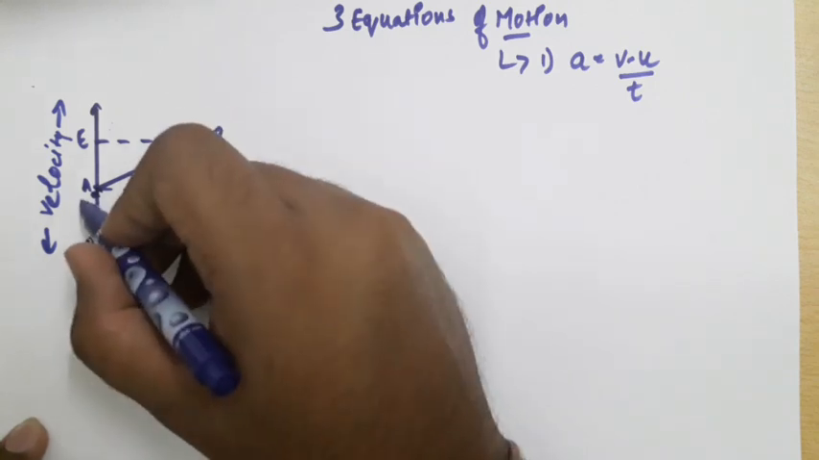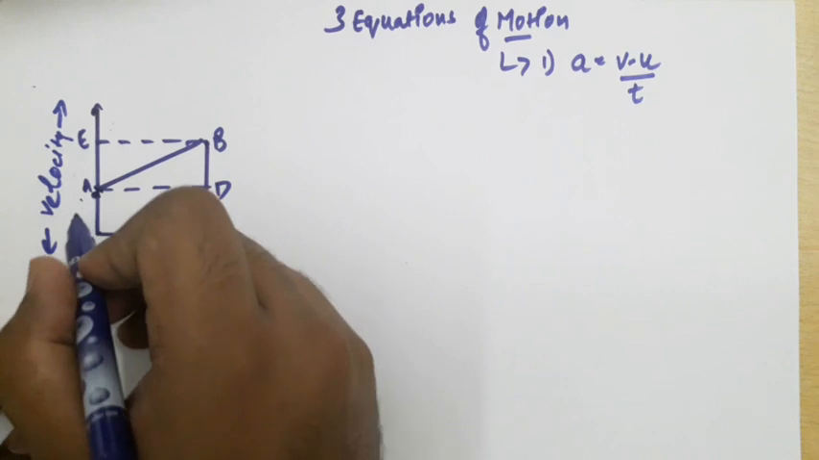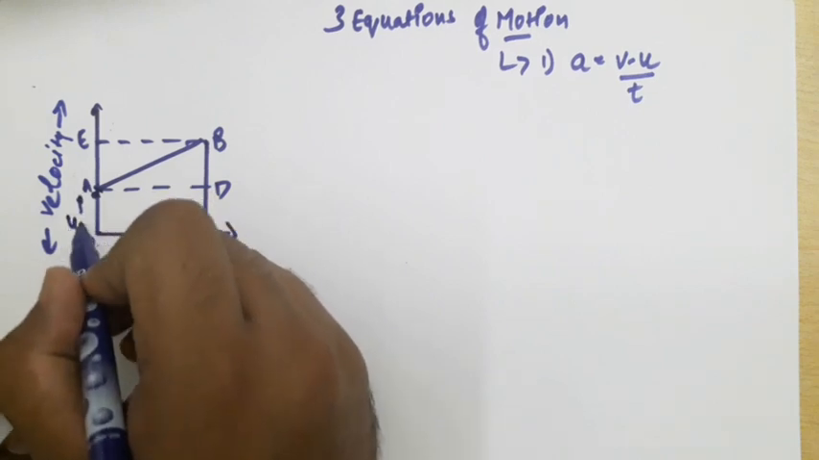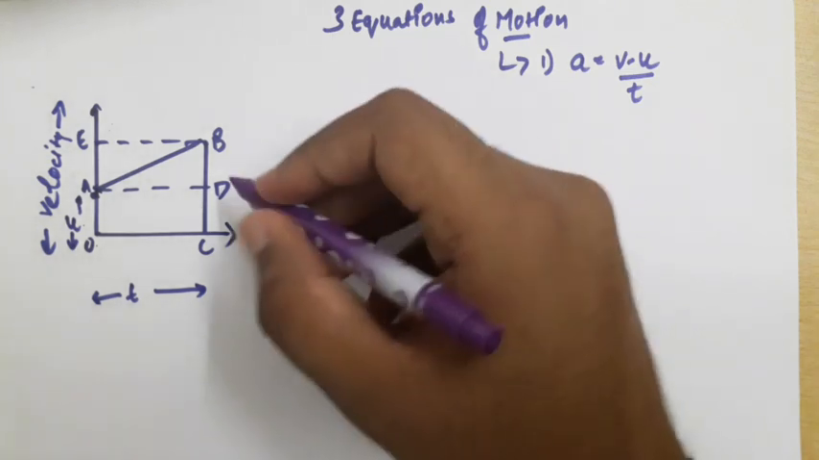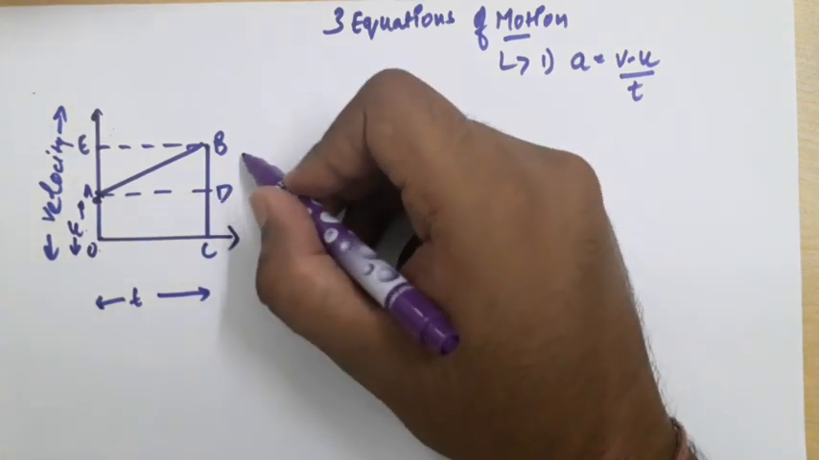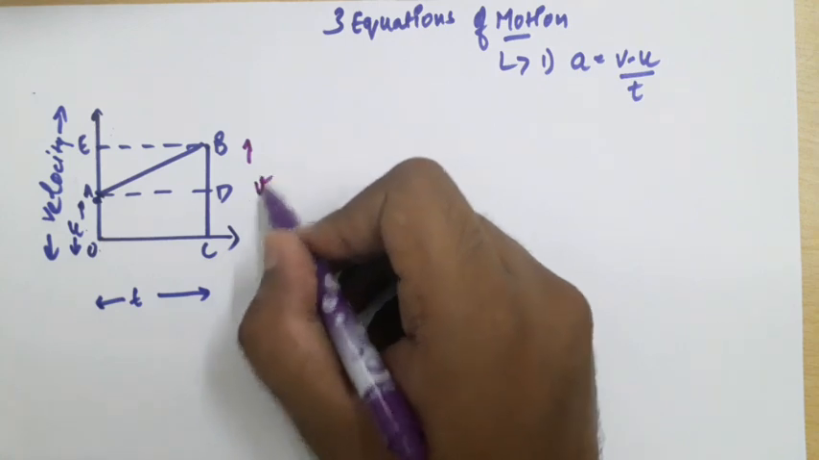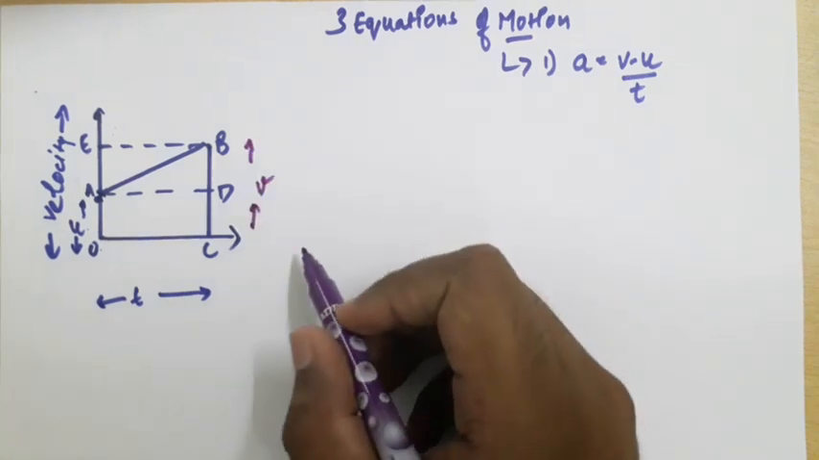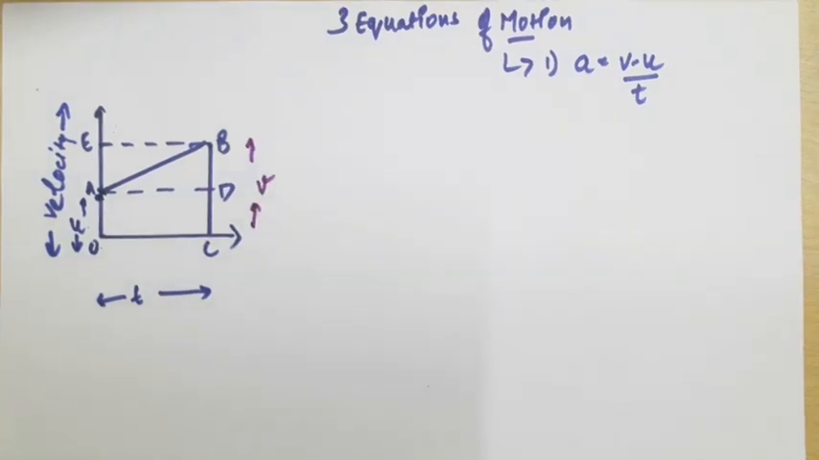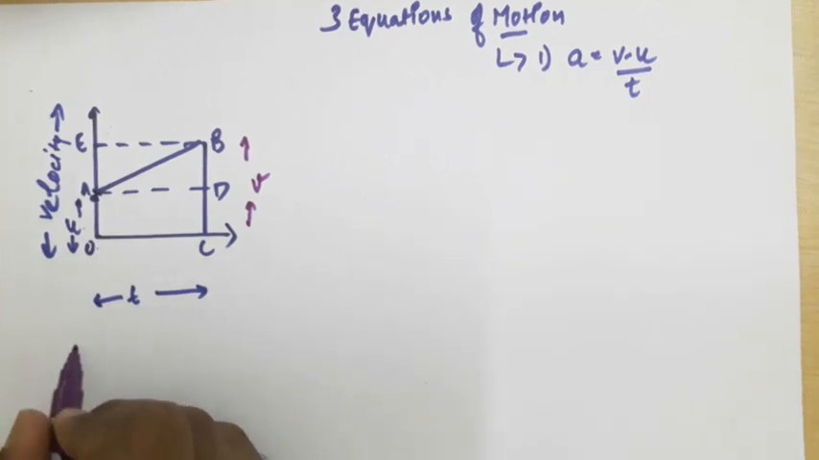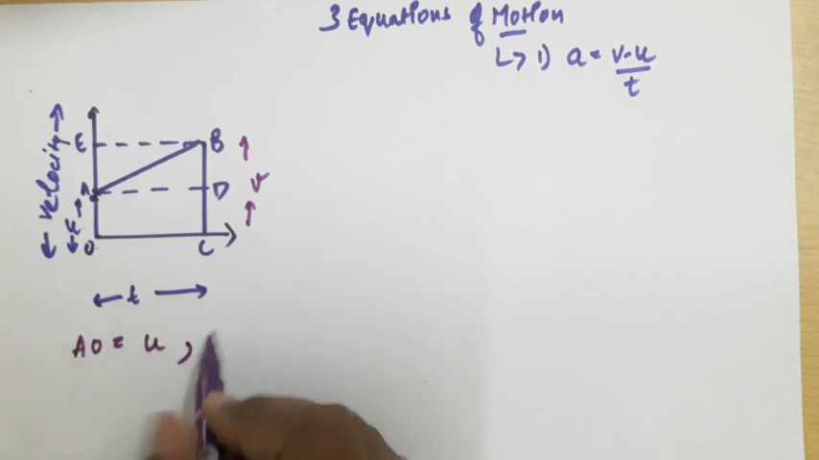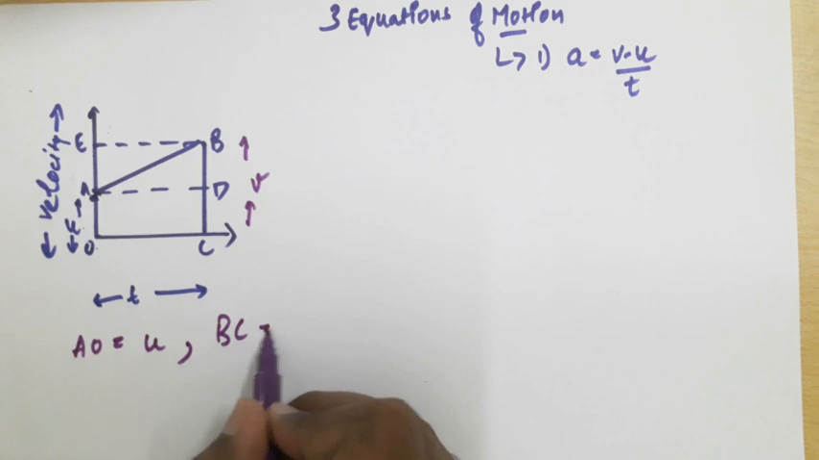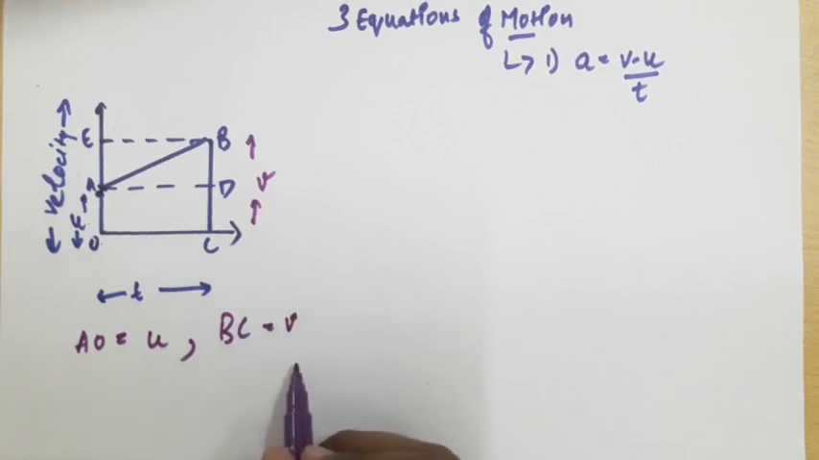So this is your initial velocity. AO is your initial velocity, and BC, right? This is your final velocity. Now we can understand some things: AO is what? AO is your initial velocity, and BC is what? It is your V, that is final velocity.